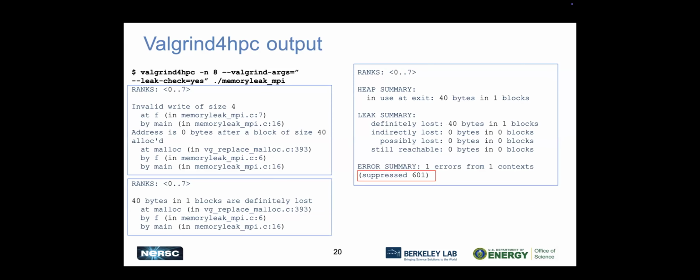This is the output. We get basically the same output here as the serial one, but it starts with the rank group. It says that ranks 0 to 7 have the same output like that: an invalid write, 40 bytes allocated, something like that, and the heap summary for ranks 0 to 7. And it says that it suppressed 601 errors. So this is a really useful tool for parallel code, since each rank does exactly the same thing, which is what is expected.